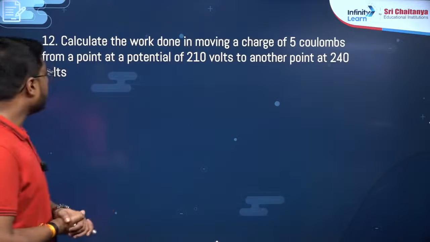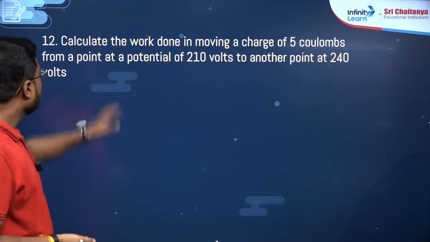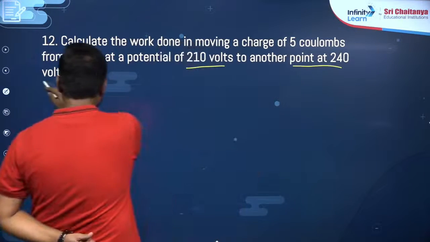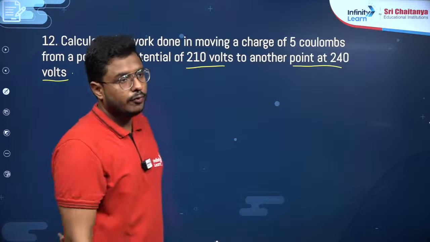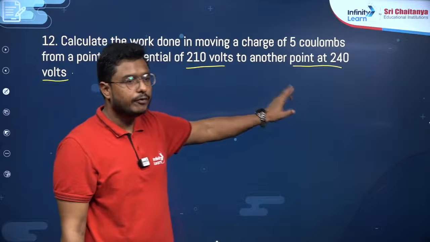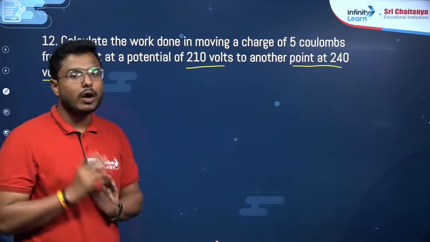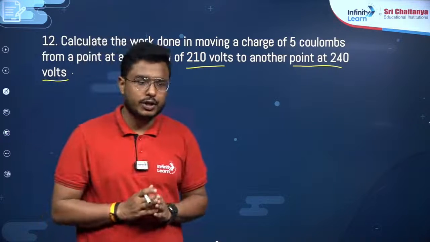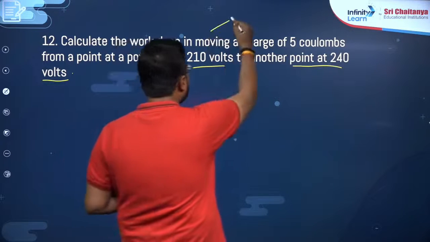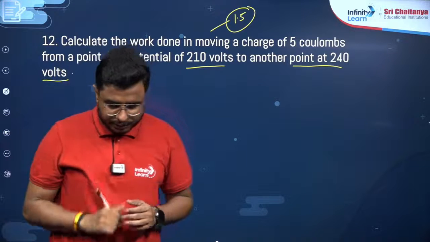What this question is saying, calculate the work done in moving a charge of 5 coulomb from a point of potential 200 volt to another point at 240 volts. 1.5 minutes you all are having to solve this question. You can calculate the potential difference. The charge is given to you. You need to calculate the work done. I hope you all remember the formula, the relation between the potential difference, work done and charge. So 1.5 minutes you all are having and your time starts now. Quickly solve it and tell me your answers in the chat box.